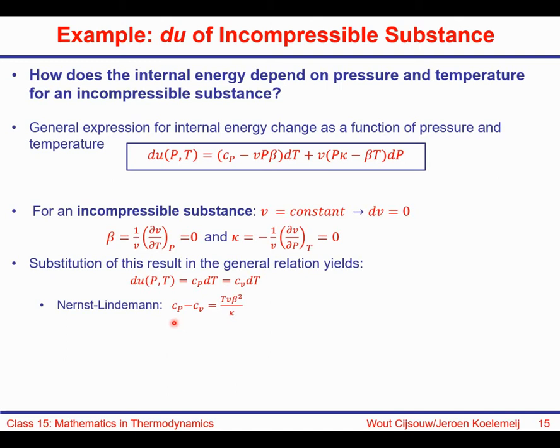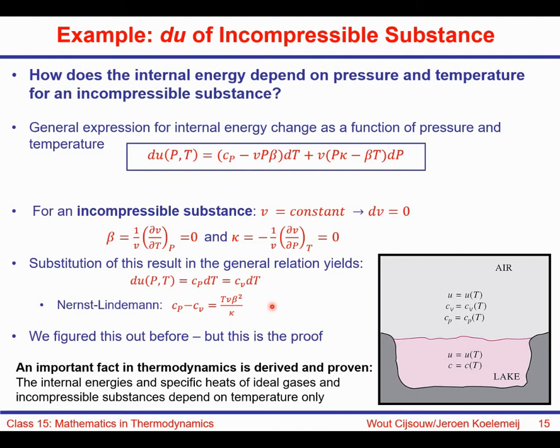And from the Nernst-Lindemann equation, which tells us the difference between Cp and Cv, we can tell that this one here is also 0. We saw that during the previous class. So Cp is equal to Cv for an incompressible substance. We've seen that result before. We had figured it out by reasoning, but this is now the mathematical proof that this actually is the case.